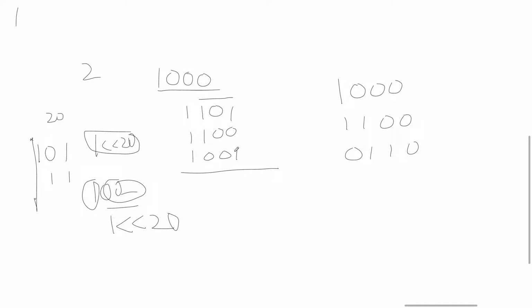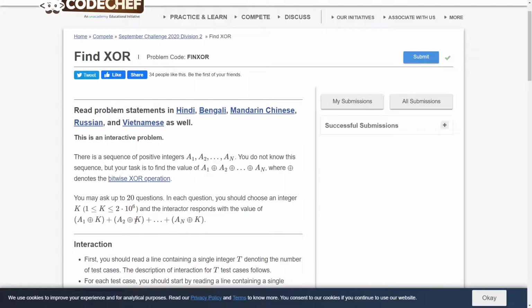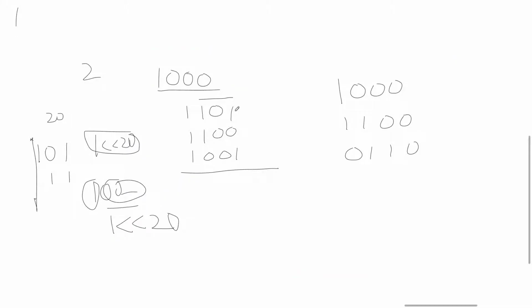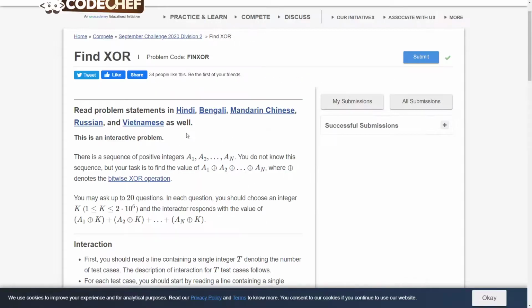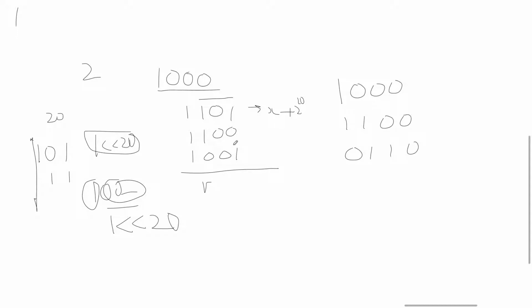Now what it does is it goes to every number and just appends 1. So this is the first query, and what I will get as the answer is the sum of all those individual XORs. For every number I have added 2 raised to the power 20 to it. When I get a reply from the interactor, the reply will be equal to the original sum plus n times 2 raised to the power 20. From here I get the sum. So that's the first query.